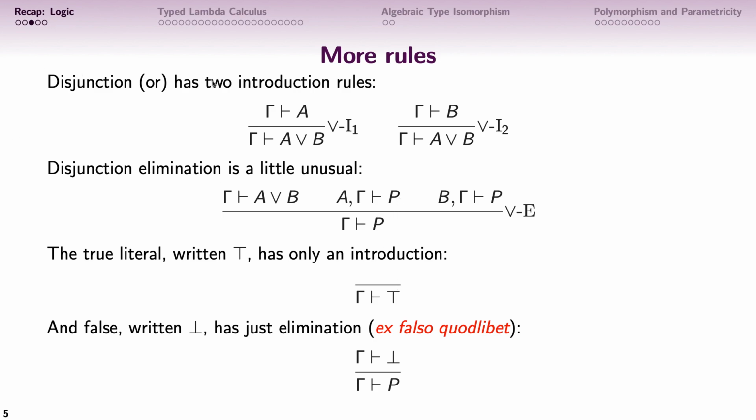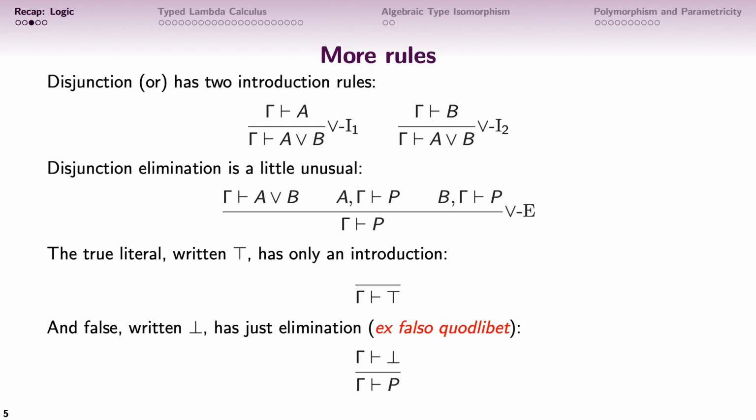Okay, and the introduction rules are, as I said, just the elimination rules for AND flipped around, because if I know A, then I know A or B is true, trivially, and if I know B then A or B is true, similarly.